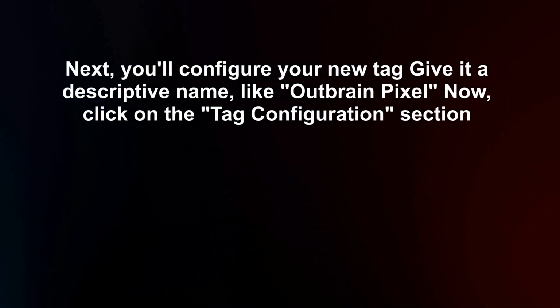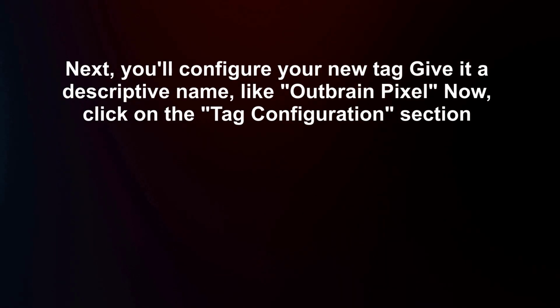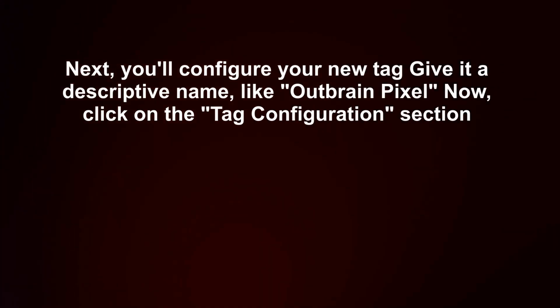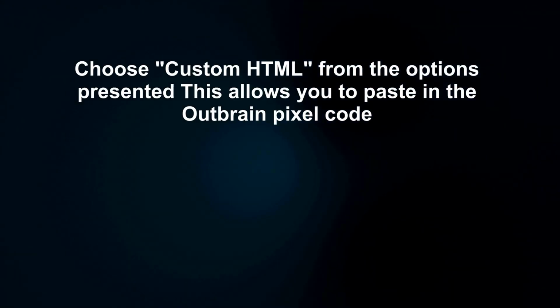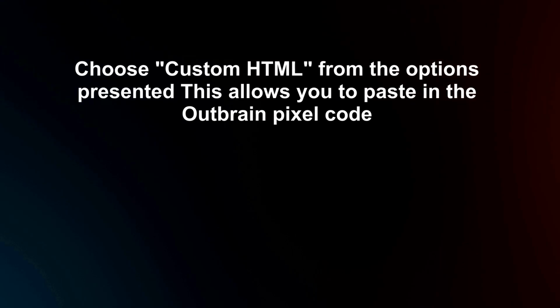Next, you'll configure your new tag. Give it a descriptive name like Outbrain Pixel. Now, click on the Tag Configuration section. Choose Custom HTML from the options presented. This allows you to paste in the Outbrain Pixel code.